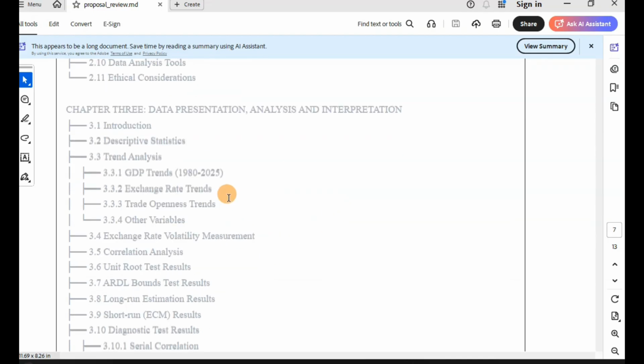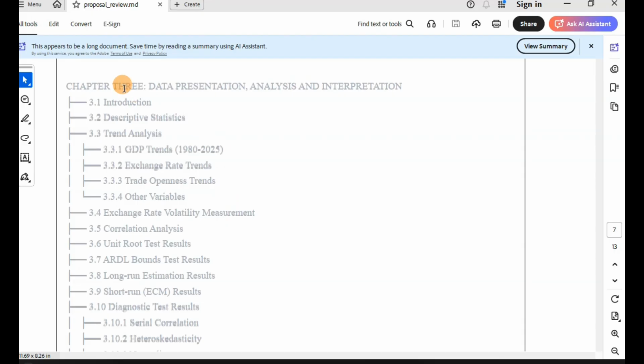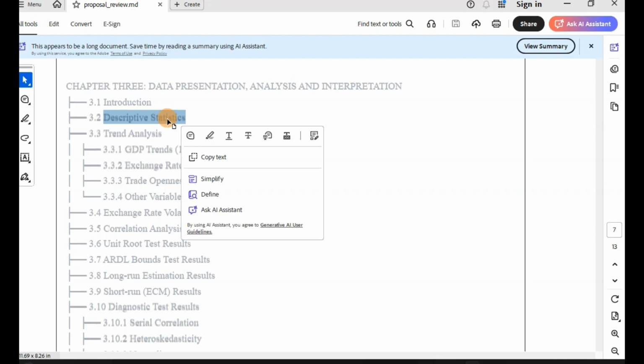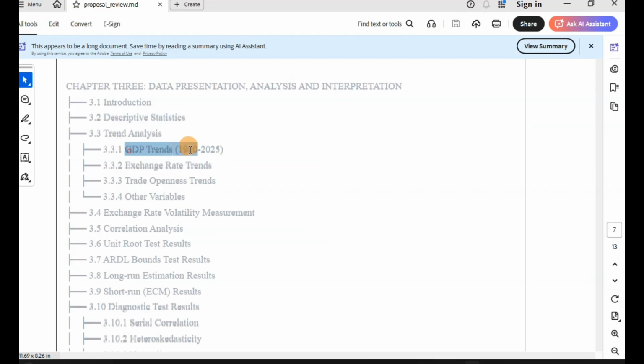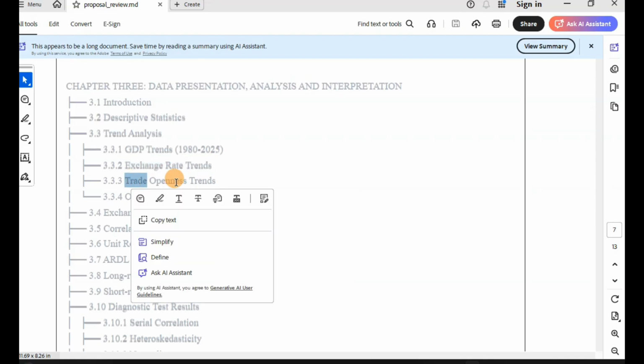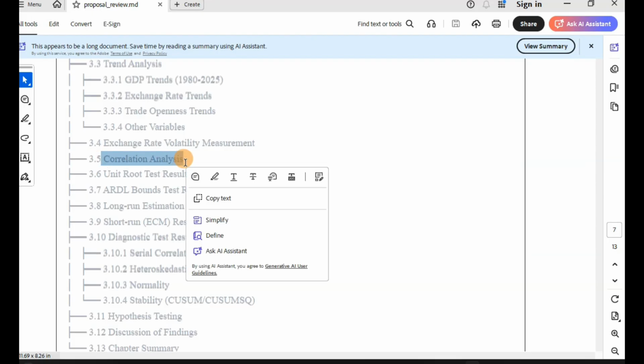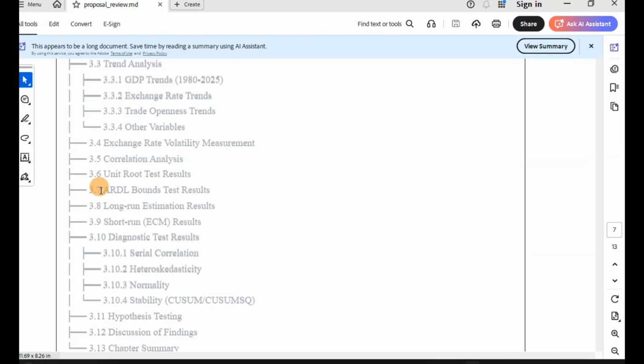The research methodology is in. We can look at chapter 4. Even though it's written chapter 3, it should be chapter 4: data presentation, analysis, and interpretation. He will need to have descriptive statistics, a summary, a correlation. He can look at the trend, the exchange rate trend also, trade openness. And then you can see the correlation matrices analysis.